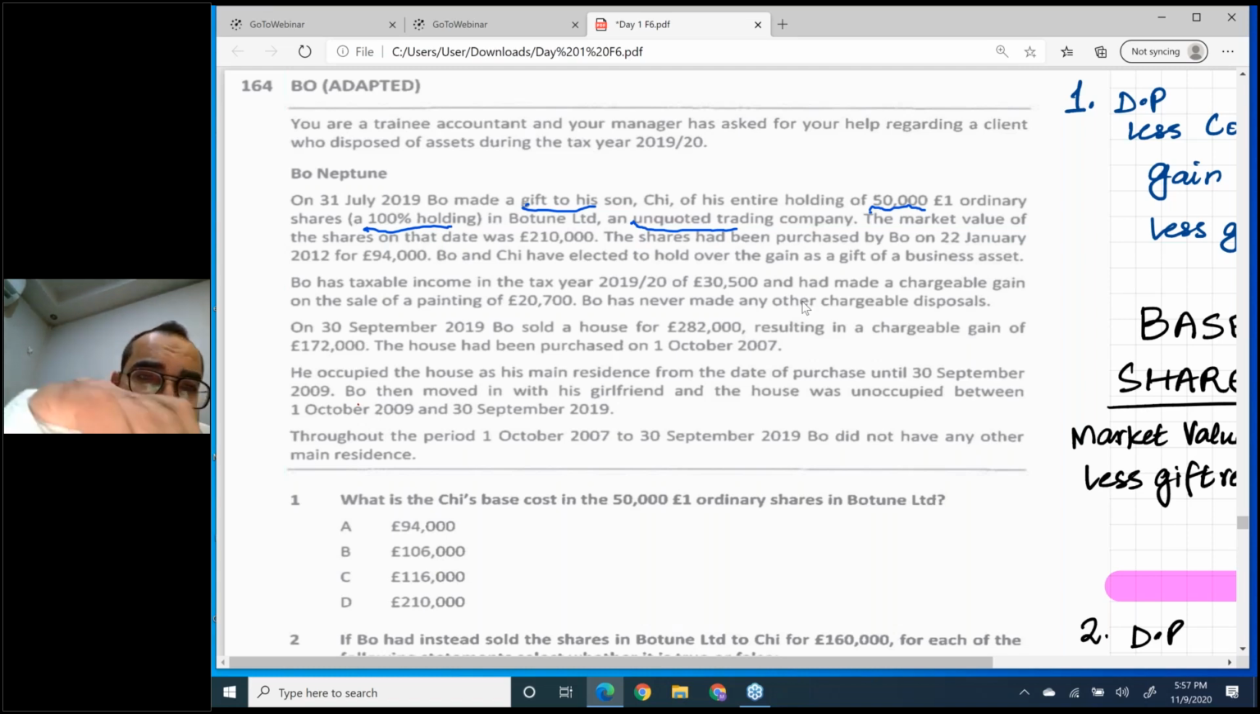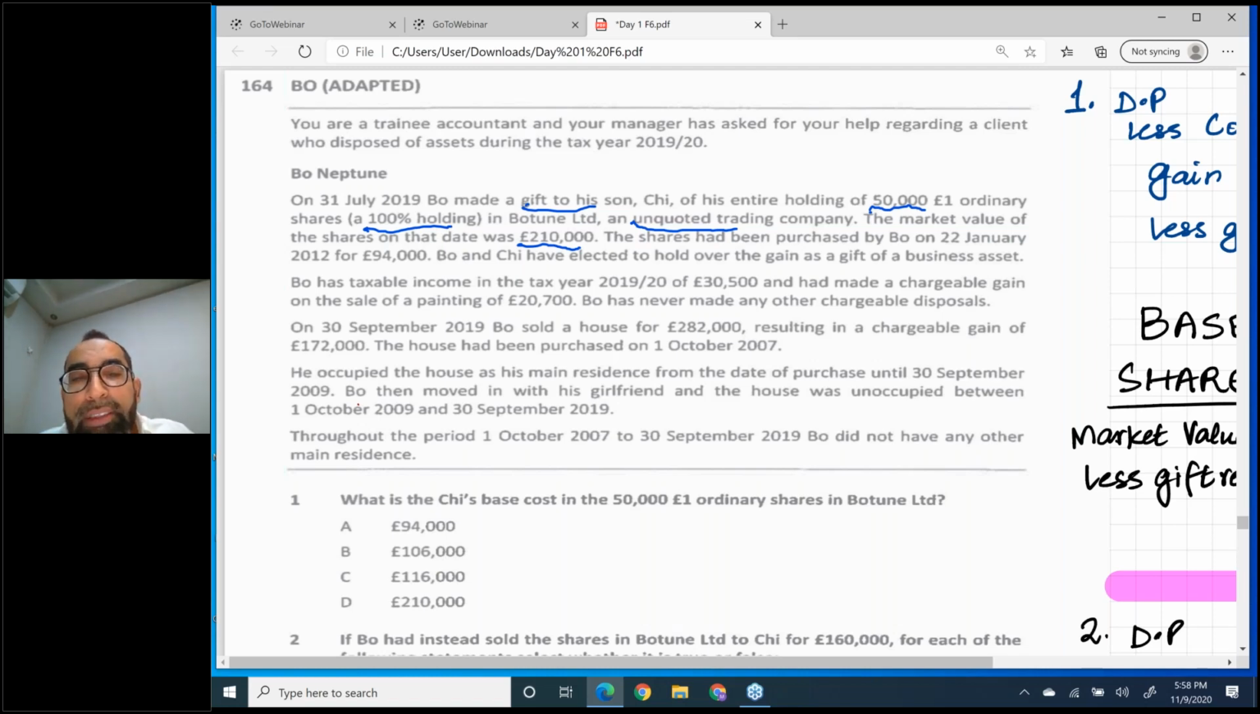Now, this is very important. The market value of the shares on that date was 210,000. Why? Because dad and son are connected persons, and whenever you deal with connected persons and you need to compute the gain, instead of disposal proceeds you have to write the market value.